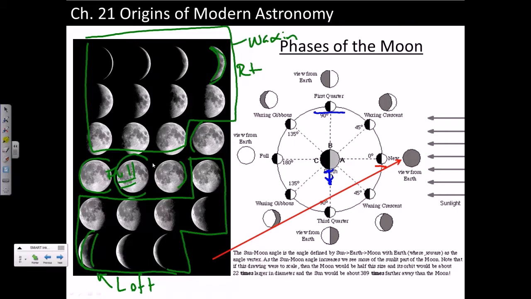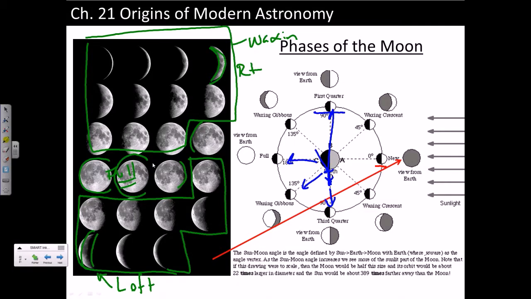Do I have direct line of sight to the first quarter moon? No, I don't, because I have to look through the Earth. I do have direct line of sight to the third quarter moon, and I can also see waning gibbous. I could see the full moon. Could I see the waxing gibbous? No, because I can't look through the Earth.